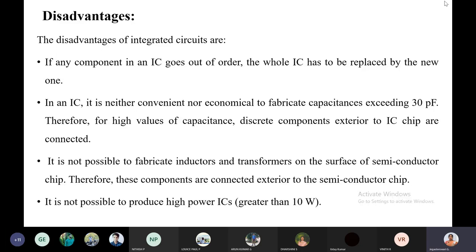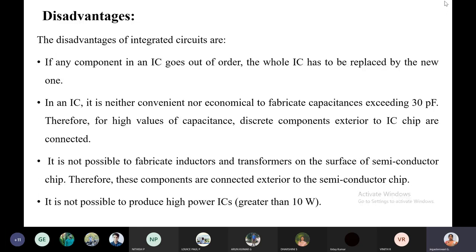Okay, the third point: inductors and transformers cannot be integrated on the surface of the semiconductor chip. Therefore, these components are connected exterior to the semiconductor chip. Since we are talking about electronic components, inductors and transformers, all these electrical components, we cannot fabricate. If you want them, you have to connect them externally. This is also one main drawback.